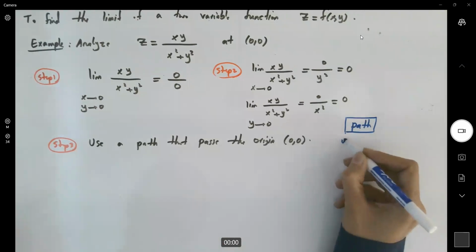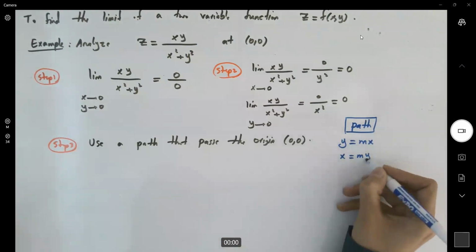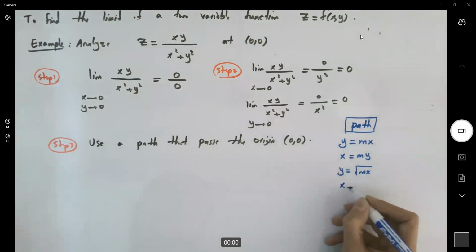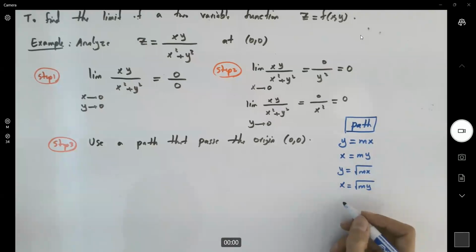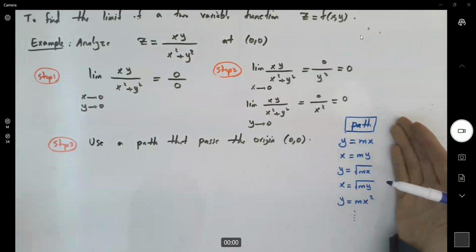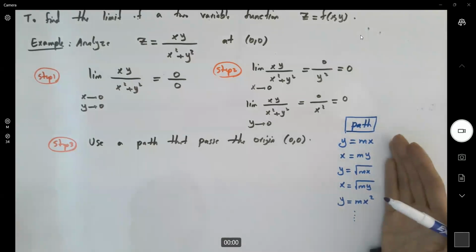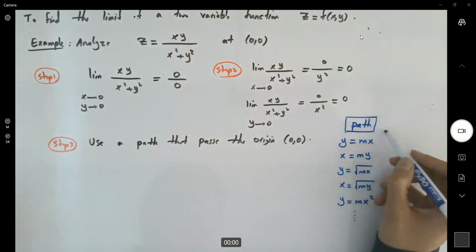That path can be y equals mx. It can be x equals my. It can be y equals square root of mx. It can be x equals square root of my. It can be the third root. It can be the fourth root. It can be in the form of a quadratic expression, mx squared, or many more. Depending on your function, guys, remember that you're trying to use these to eliminate one of the variables and make your function have just one free variable.